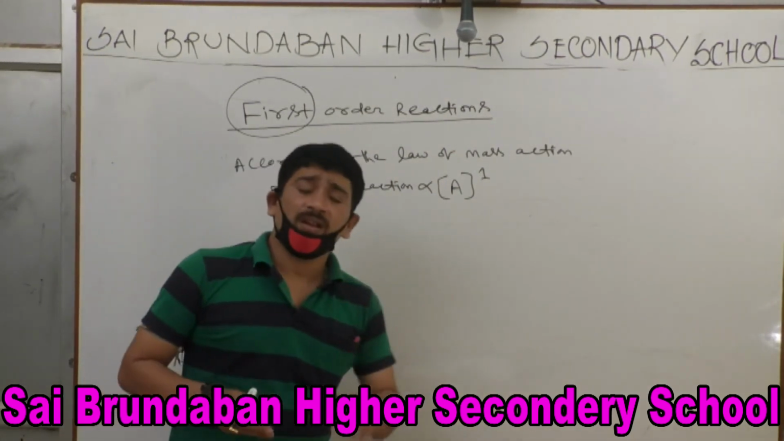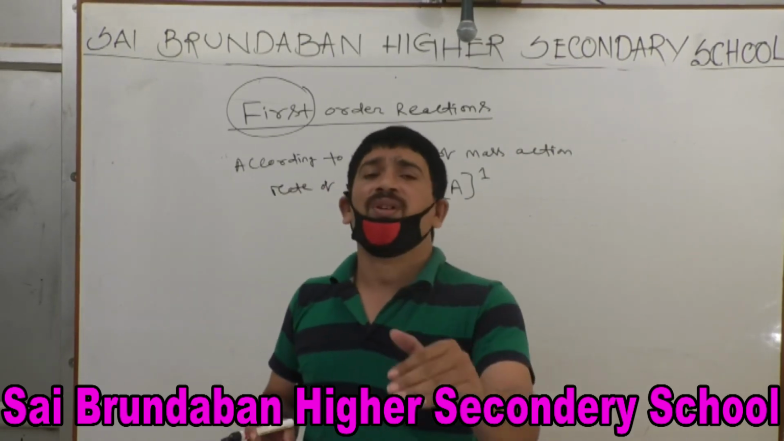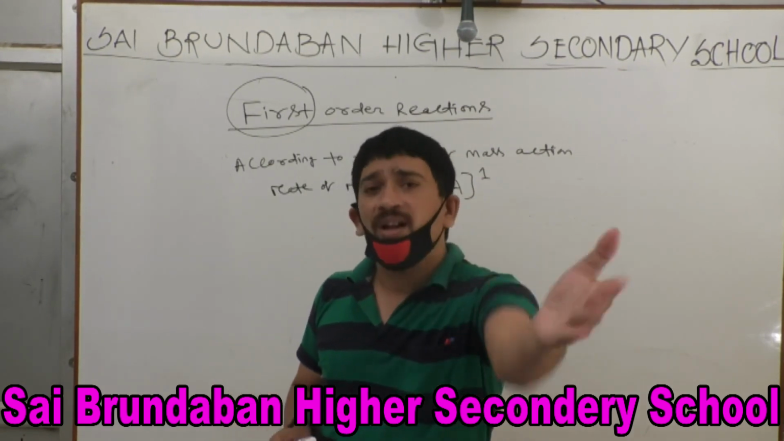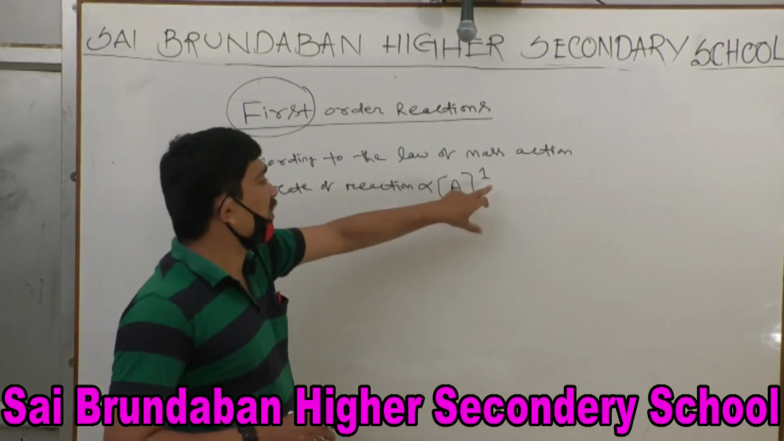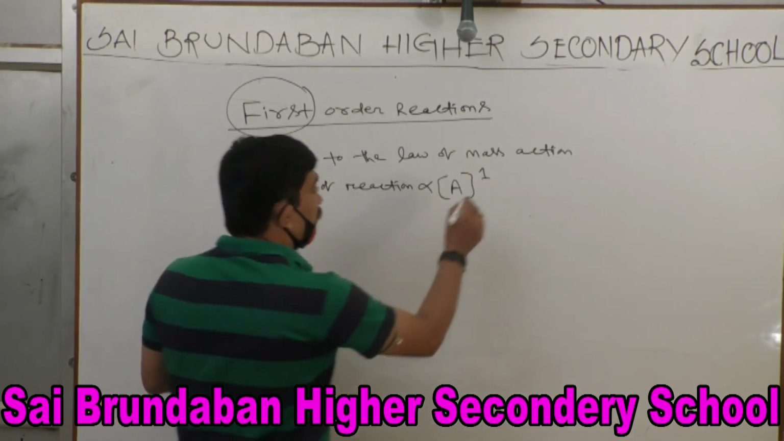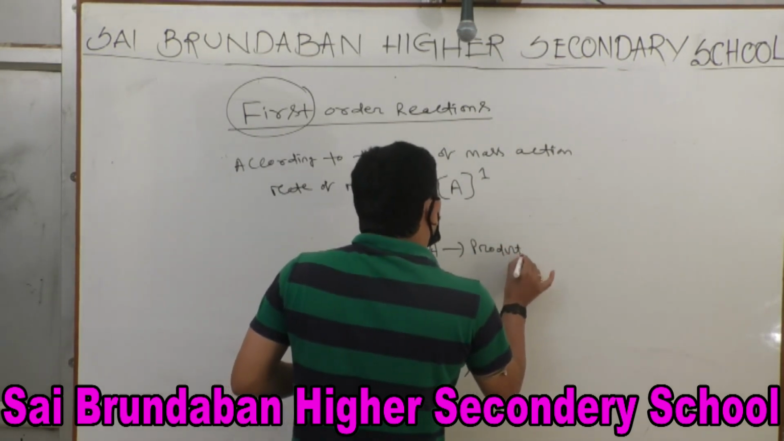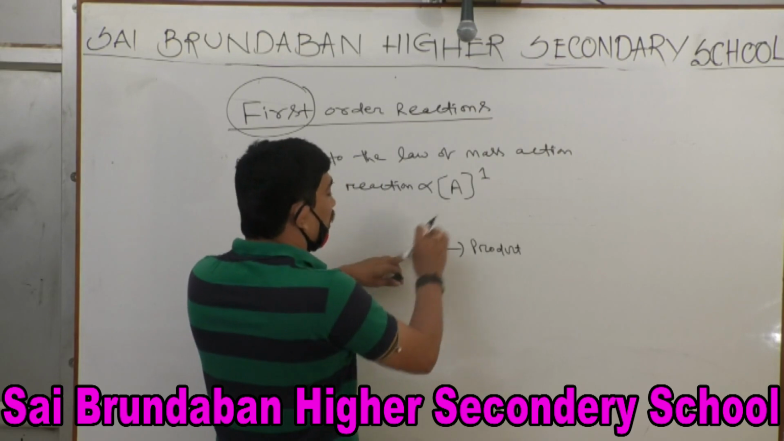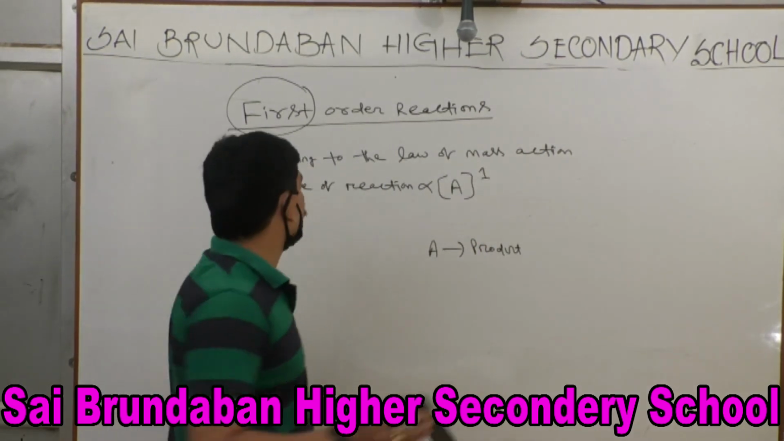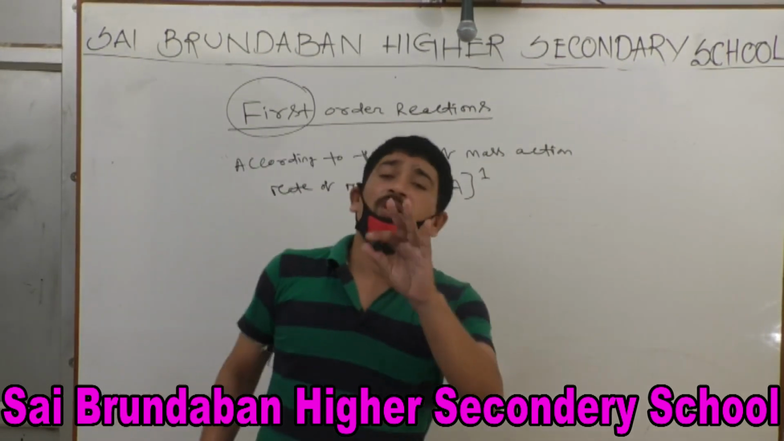What is the law of mass action? The law of mass action says that the rate of a chemical reaction is directly proportional to the product of the molar concentrations of the reactants, each raised to the power of its coefficient. So here the coefficient raised as the power is 1, because we are taking the reactant only A. We are taking the reaction A gives rise to product, so the coefficient is 1. So that coefficient 1 will act as the power. Clear? So the rate of reaction according to the law of mass action. What is the statement of the law of mass action?